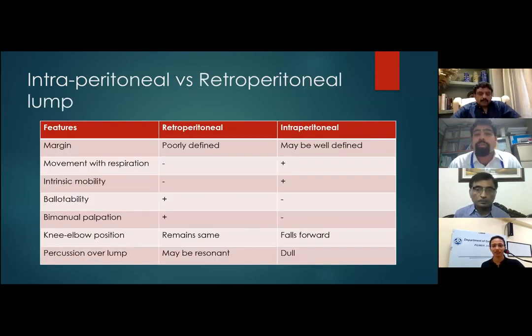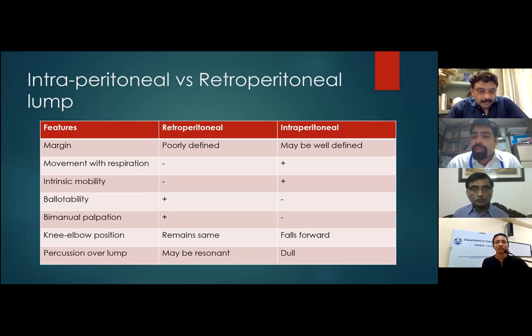Once you have localized that the lump is intra-abdominal, you further need to differentiate whether it is intraperitoneal or retroperitoneal. There are a number of factors, but remember that these are not infallible and gospel truths. There can be variations, so you don't need to take just one point and make your diagnosis based on it. You need to consider a number of factors while you try to localize the lump, because there can always be exceptions. A retroperitoneal lump usually is poorly defined, does not move with respiration, and has less intrinsic mobility, whereas they are ballotable and bimanually palpable. And if you ask the patient to get into a knee-elbow position, intraperitoneal masses tend to fall forward, whereas retroperitoneal usually do not.